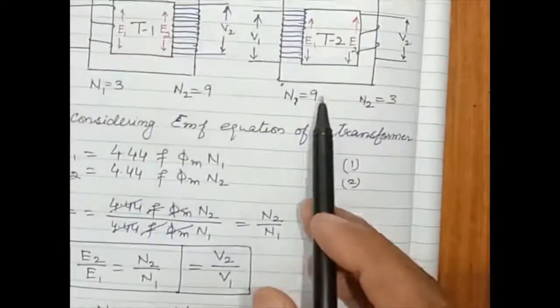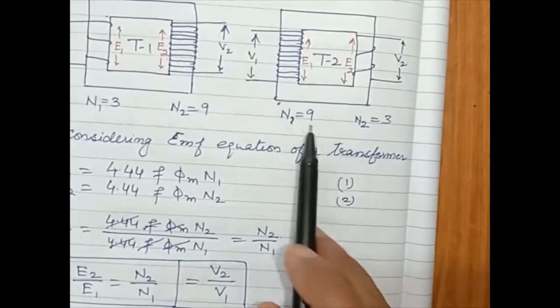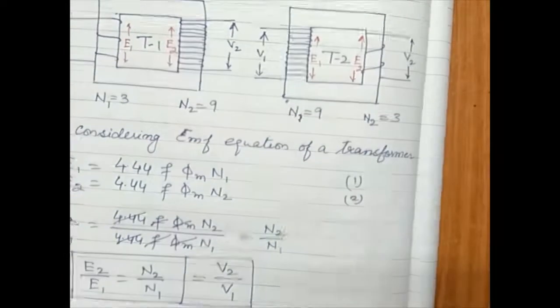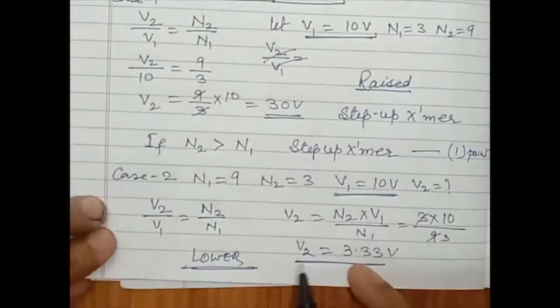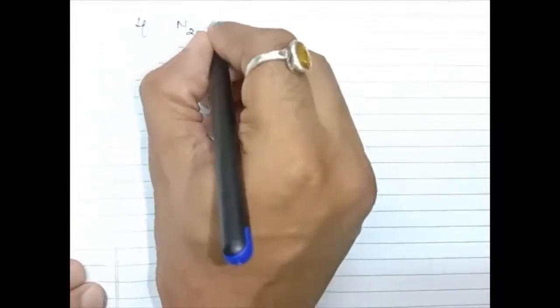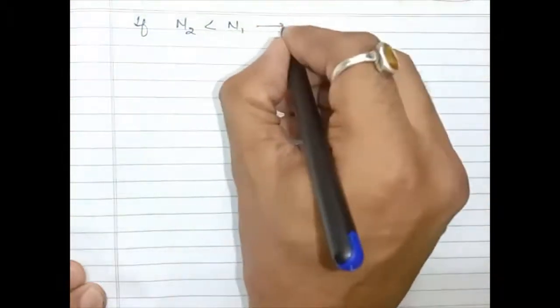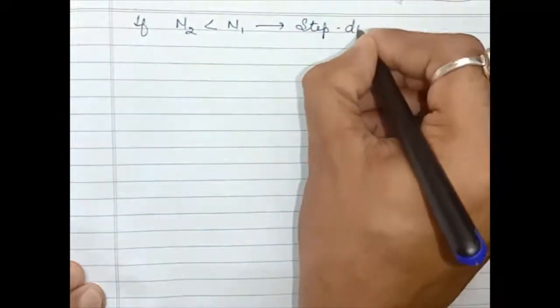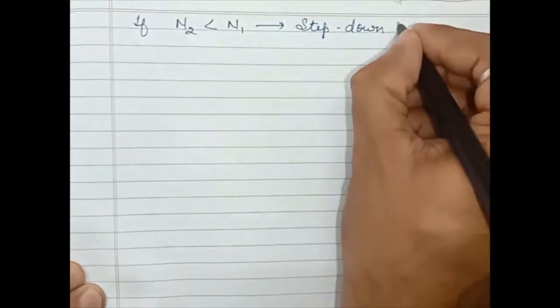The second transformer T2, where N1 is equal to 9 and N2 is equal to 3, what does it do? It lowers the voltage level. It means if N2 is less than N1, such types of transformers are step down transformers.